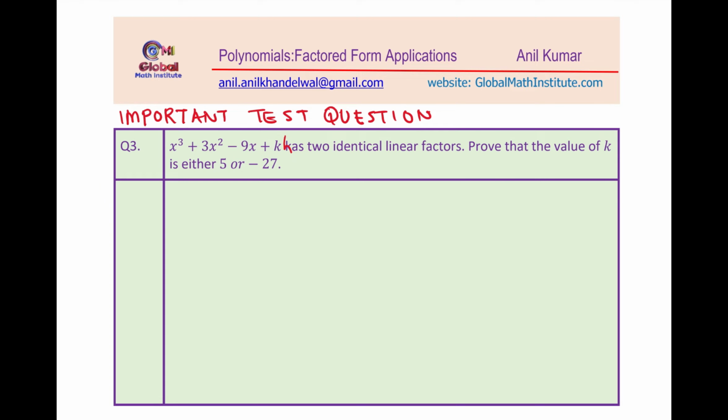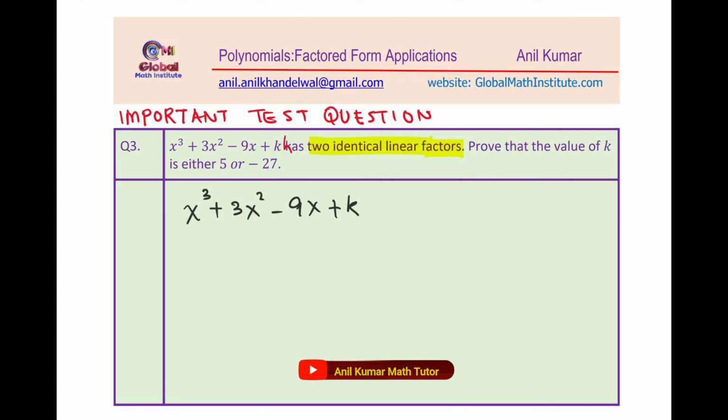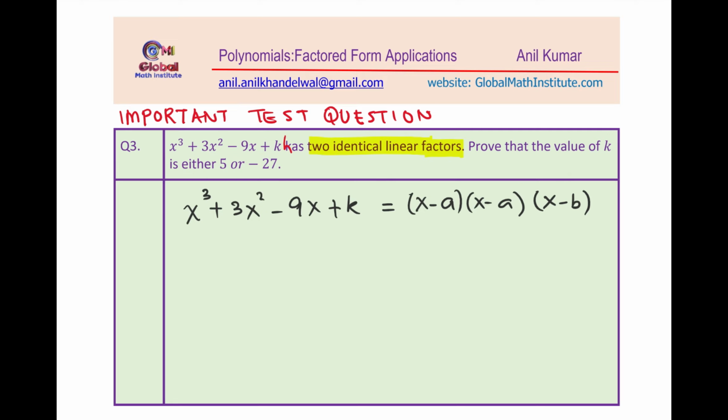An important term to understand is two identical linear factors. What does that mean? Let me explain that. So we have x cubed plus 3x squared minus 9x plus k. Identical factor really means that if I have one factor as x minus a, the other one is also x minus a. Now it's a cubic equation. It can have a maximum of 3 factors. So the second factor is x minus a, and the third will be something different, x minus b. So that is what we get. If you multiply this and compare the coefficients, you can find what k is.